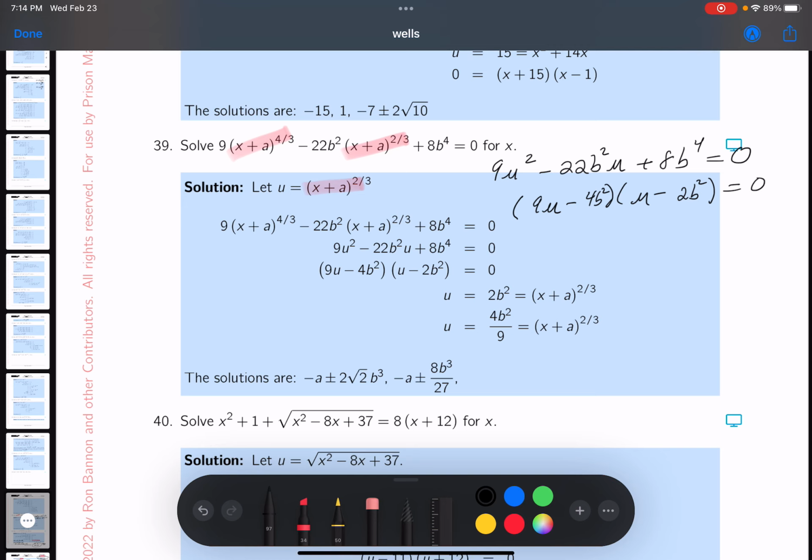Now someone says, what are you trying to get? U. I'm trying to get u. What's u going to be equal to? Let's write that down. It's going to be 4b squared over 9, or the u would be 2b squared. No, I didn't want the u. I want the x. So what do I do over here?